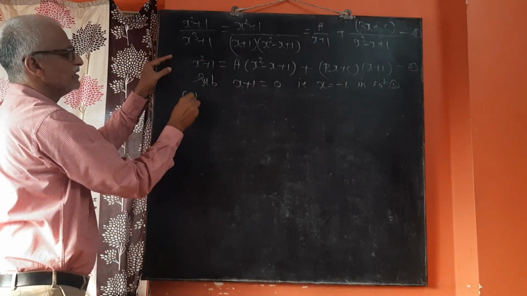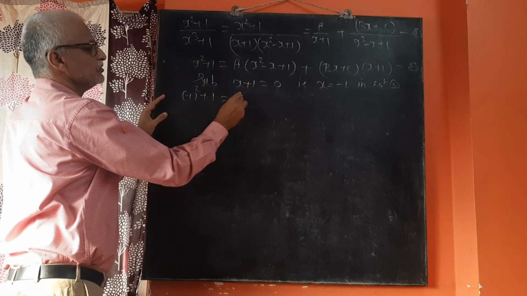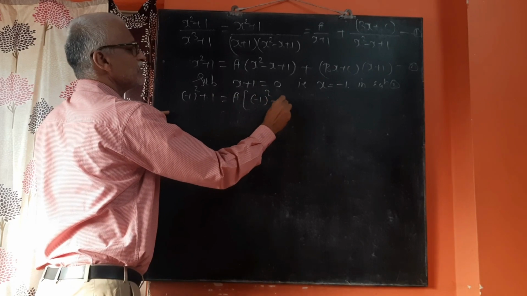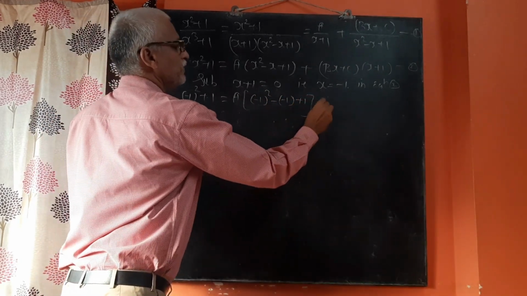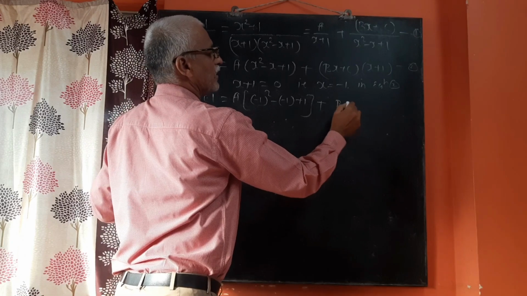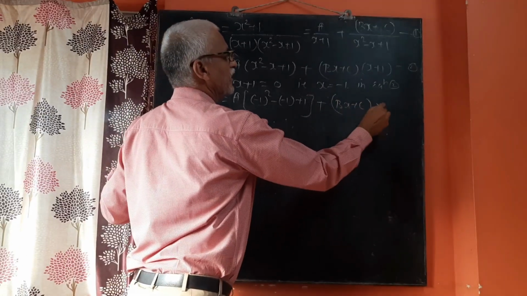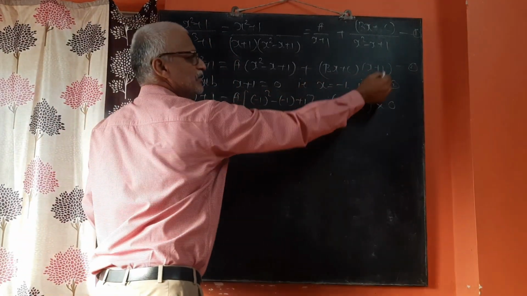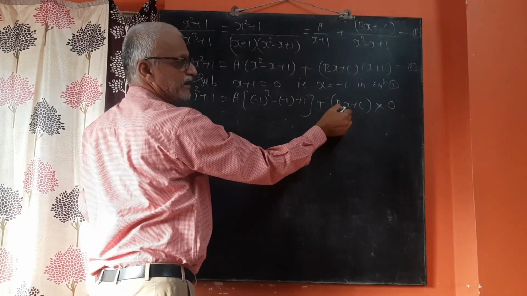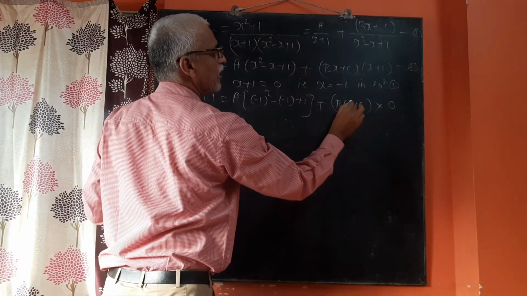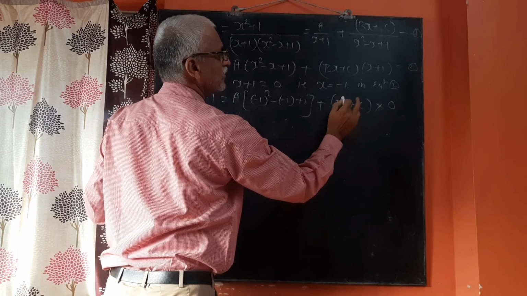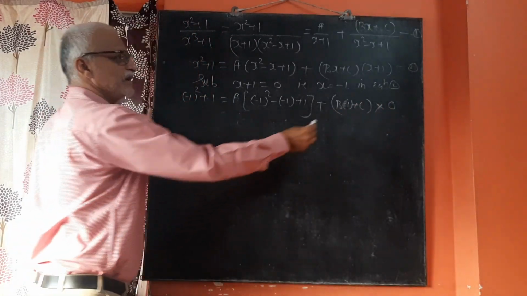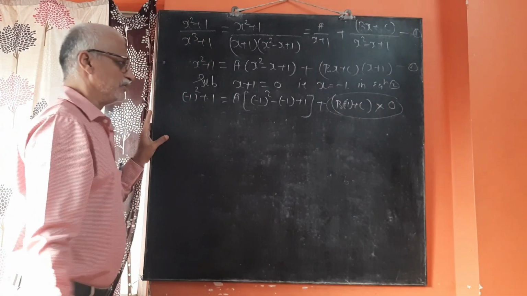That means this will be minus 1 the square plus 1 is equal to a into, in bracket, minus 1 square minus of minus 1 plus 1, plus bx plus c into x plus 1 is 0, so that is 0. x plus 1 is 0, so I do not substitute the value of x here, or you may write here b into minus 1 plus c into 0. This complete value is equal to 0.